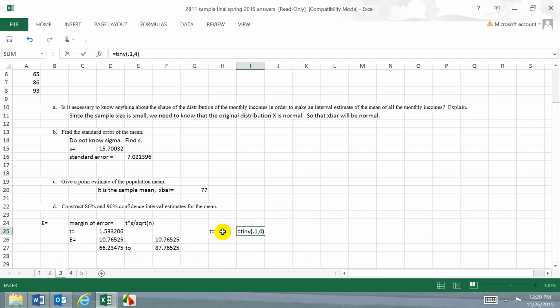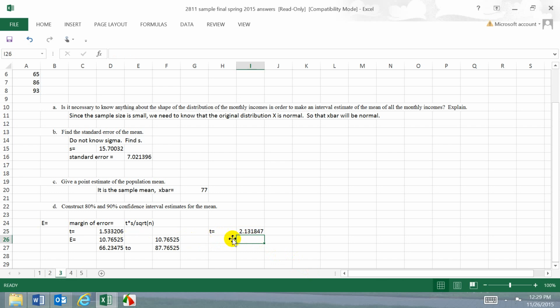Now, for 90%, is the confidence interval going to be larger or smaller? Obviously, the larger the confidence level for a given sample size, the larger the confidence interval is going to have to be. If that's the case, then this t-value is going to be larger, because we're multiplying by the t-value. Let's see what we get: 2.13.